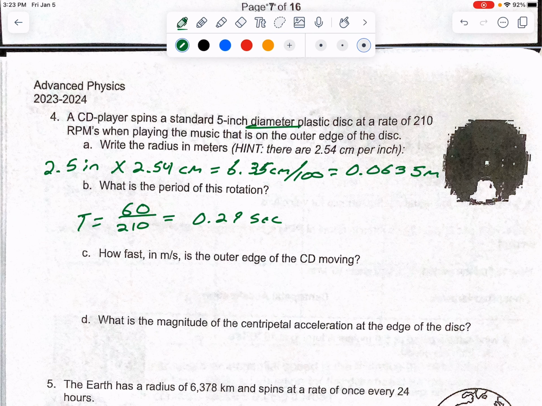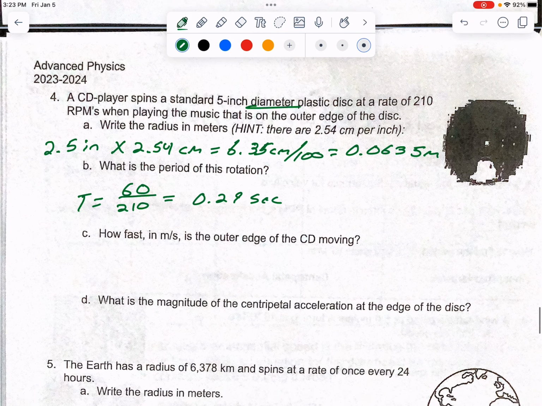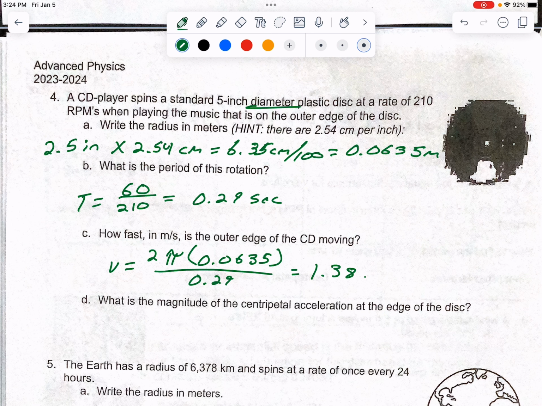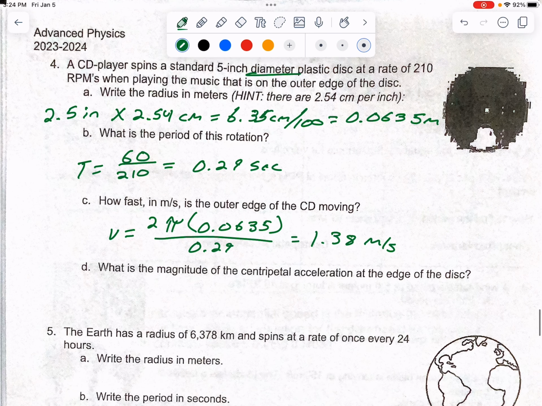C, how fast in meters per second is the outer edge of the CD moving? Okay, so we're looking for velocity. So velocity is 2 pi times your radius, which is 0.0635 over T, which is 0.29. Okay, and we should get a value of 1.38 meters per second.